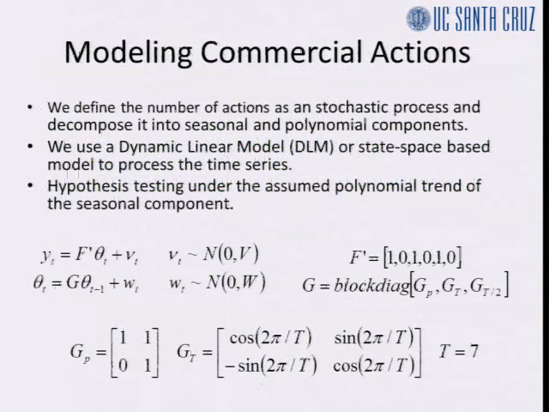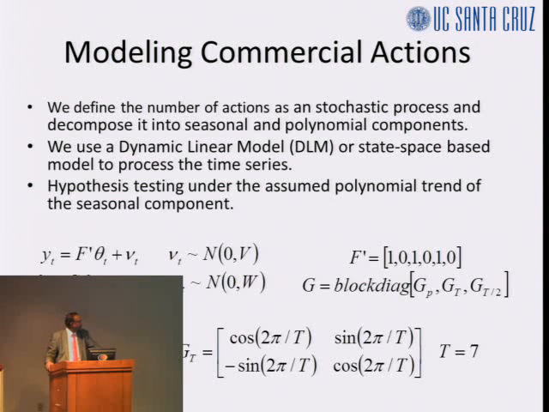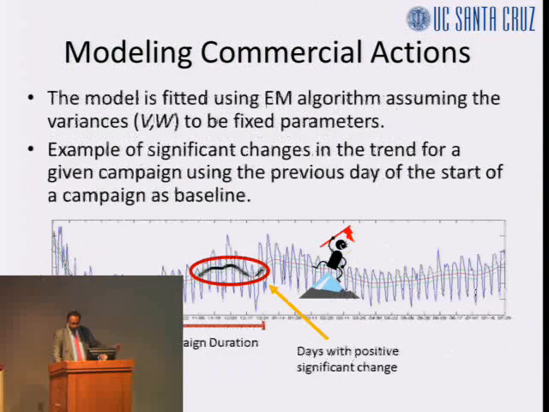I'll go through this a little quickly. We just built a simple dynamic linear model, if you think of state space models, to model the time series and look at the seasonality and polynomial components. Here we looked at the campaign duration and the start of a campaign, and we said, given the start of the campaign, during the period of the campaign we could have different measures. You look at the total duration of the campaign. Did the total sales improve on average compared to the first day when I started?